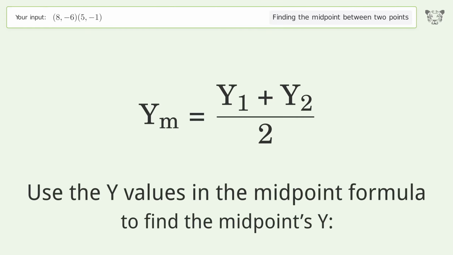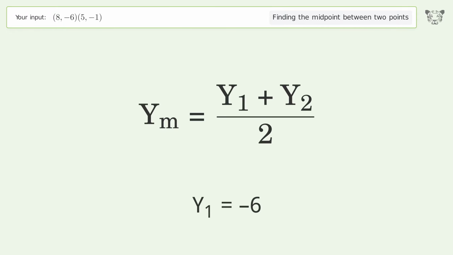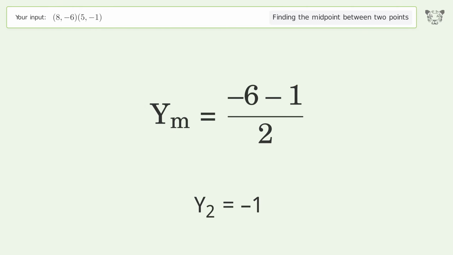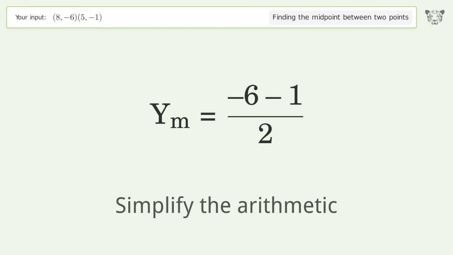Use the y values in the midpoint formula to find the midpoint's y. y1 equals negative 6. y2 equals negative 1. Simplify the arithmetic.